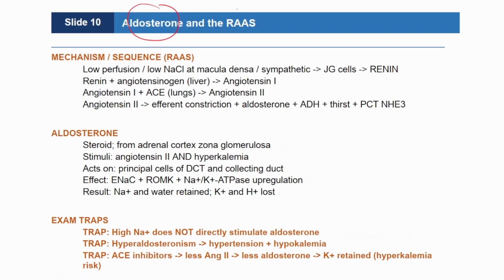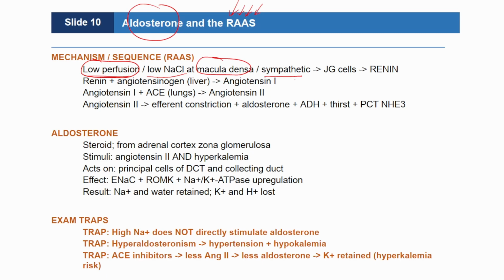Aldosterone and the renin-angiotensin-aldosterone system serve as a vital endocrine cascade, regulating blood pressure and fluid balance. To trace the mechanism and sequence of this RAAS pathway, we must begin with a state of low perfusion. That means less blood flow in the kidney, or low sodium chloride concentration at the macula densa, or increased sympathetic nervous stimulation.